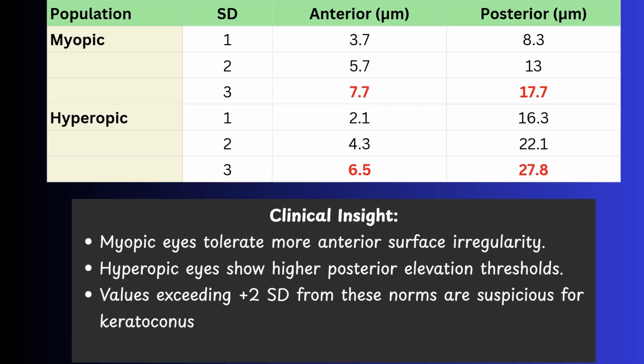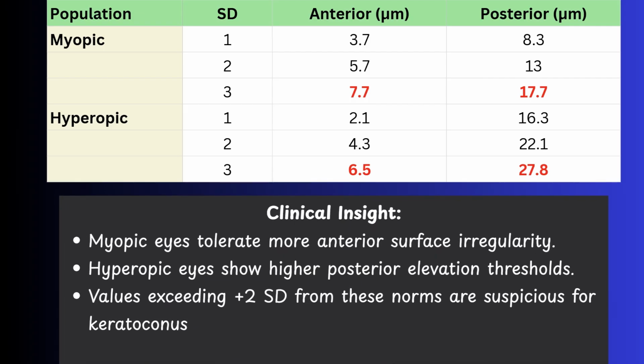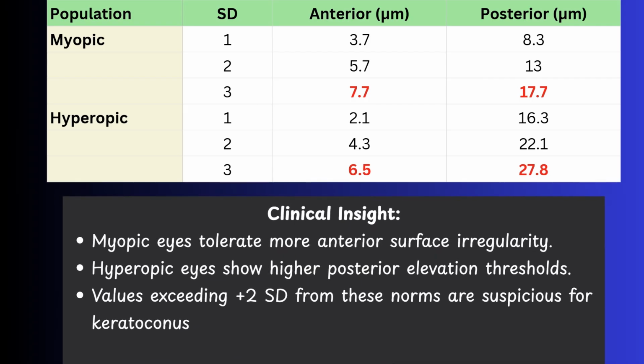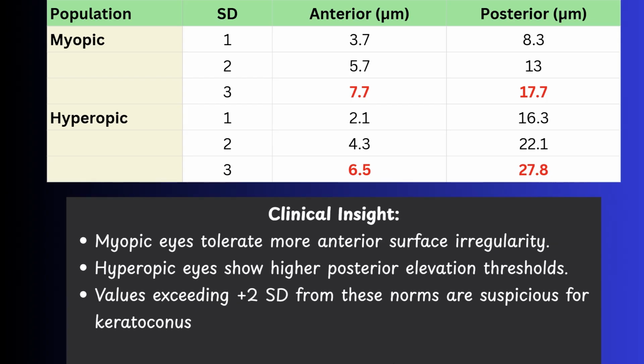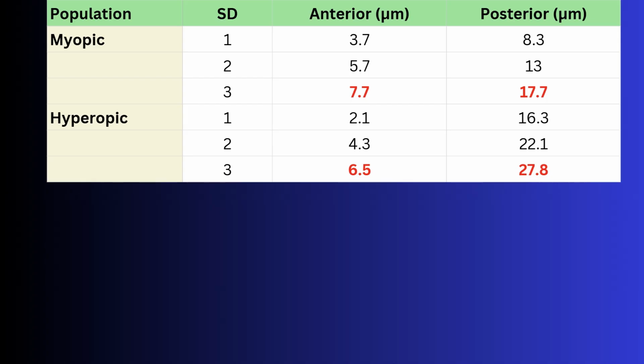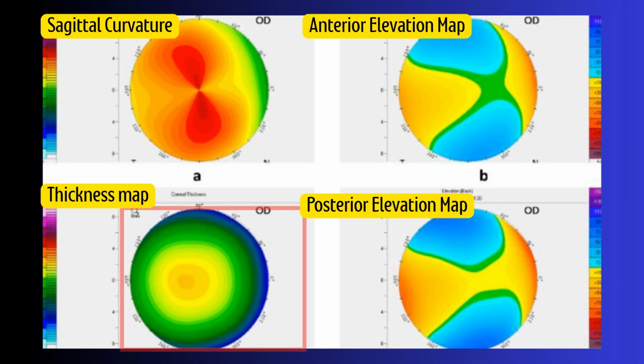You would notice that myopic eyes can tolerate more anterior surface irregularities, whereas hyperopic eyes show higher posterior elevation thresholds. Next, we have the Pachimetric maps. So we finished the anterior sagittal maps, we finished the elevation data, and we covered some of the indices in both these sections. Next, we'll talk about the Pachimetric maps.